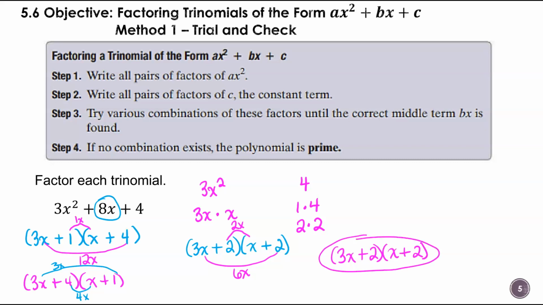Right, so this is it in factored form. And we can see 3x times x is 3x squared. We already knew that. 2 times 2 is 4. We already knew those two parts were going to work. It's just finding that middle term and making sure that it actually equals exactly what's there, which was 8x.